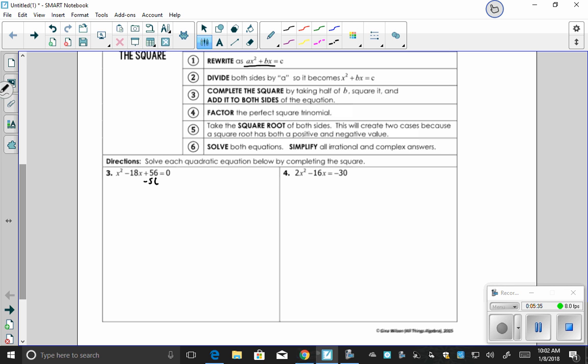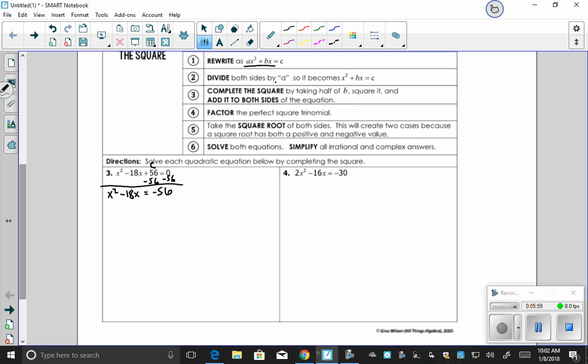So my first step is to subtract the c from both sides. So if it's positive 56, I'm going to subtract 56, so that I'm left with x squared minus 18x equals negative 56.